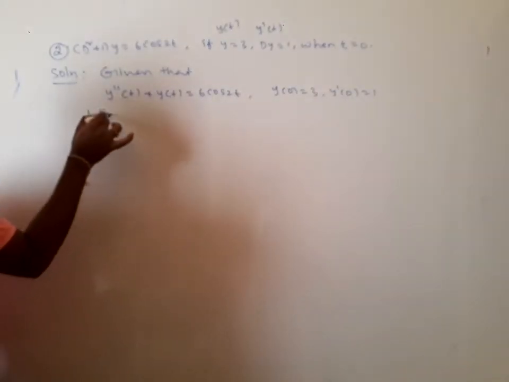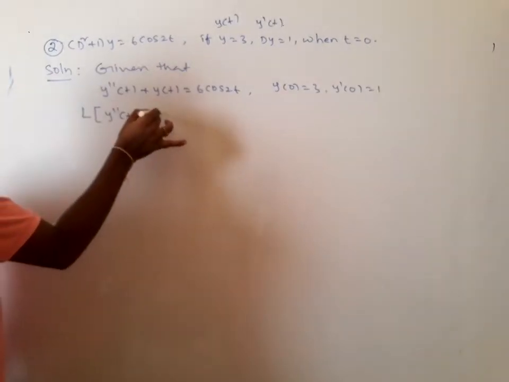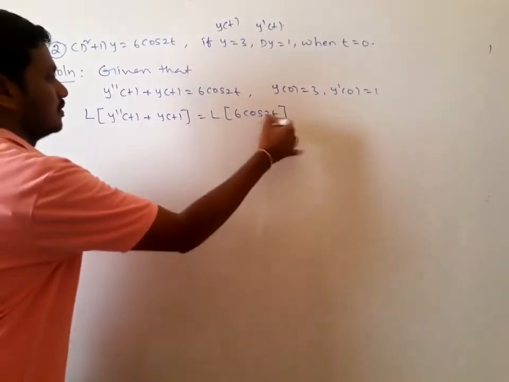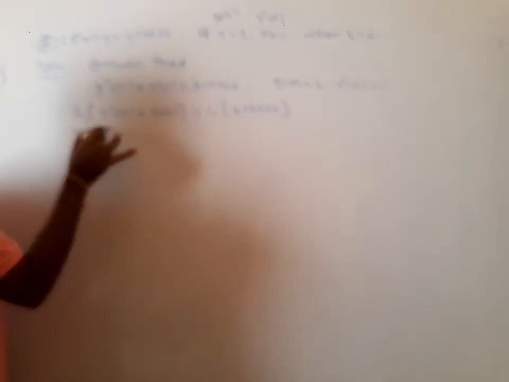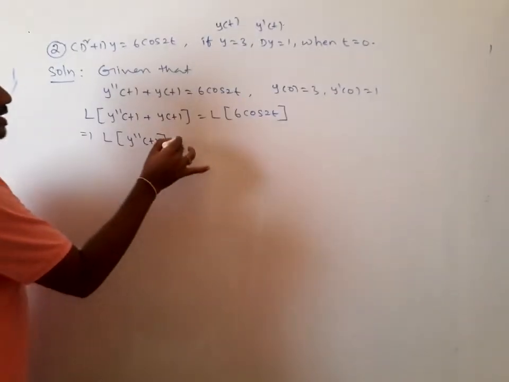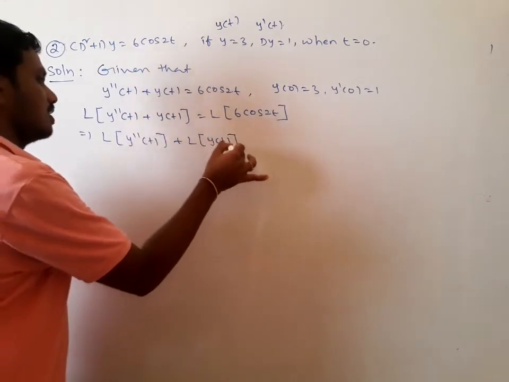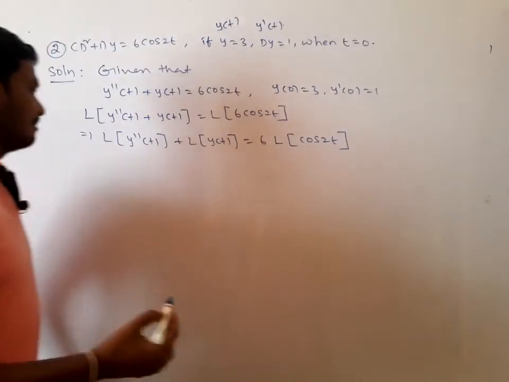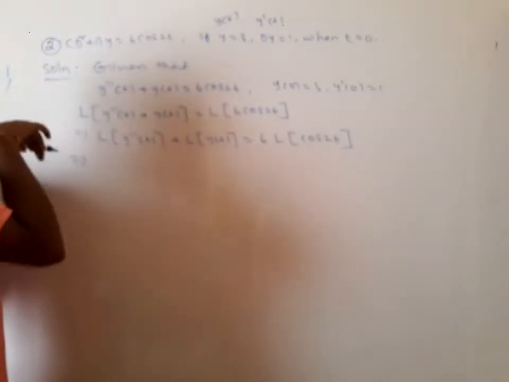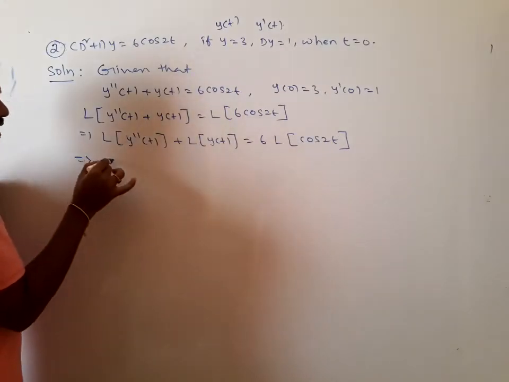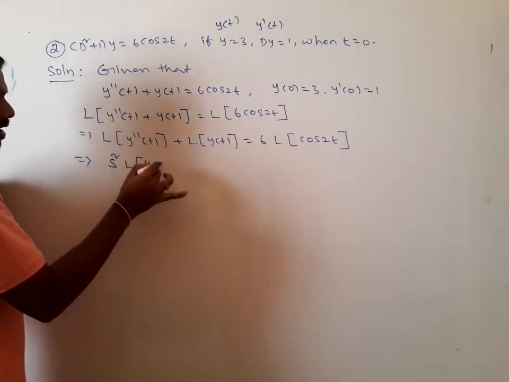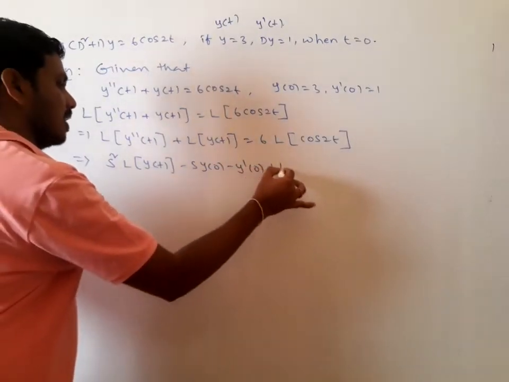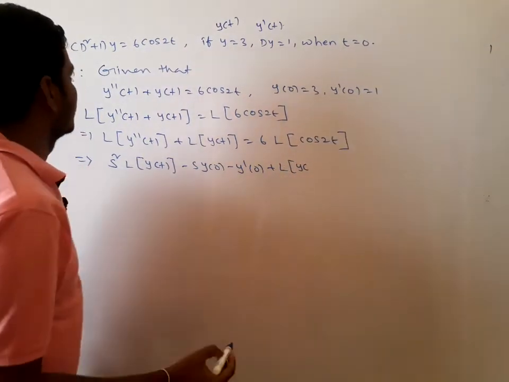So Laplace transform of y double dash of t plus y of t is equals to Laplace transform of 6 cos 2t. So this is the same as Laplace transform of y double dash of t plus Laplace transform of y of t is equals to 6 into Laplace transform of cos 2t. That implies, Laplace transform of y double dash of t is what? S square into Laplace transform of y of t minus s into y of 0 minus y dash of 0, plus Laplace transform of y of t.